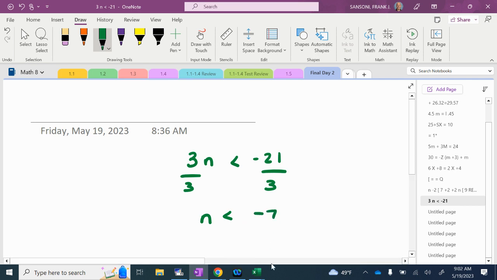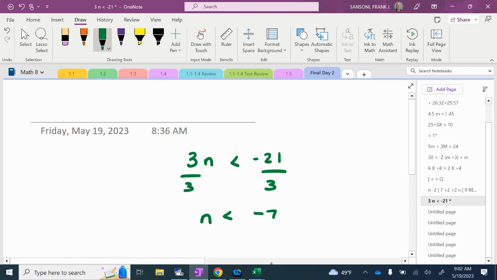If you did have to graph it, you would put what type of circle on negative 7? Open circle on negative 7, and you would shade to the left, right? This is a good little strategy for you right here. If you have the variable on the left by itself, it's basically the inequality symbol is pointing to the direction that you should shade. So it's saying, oh, we should shade to the left, okay? That works if you are looking at an inequality where you have the variable by itself on the left.